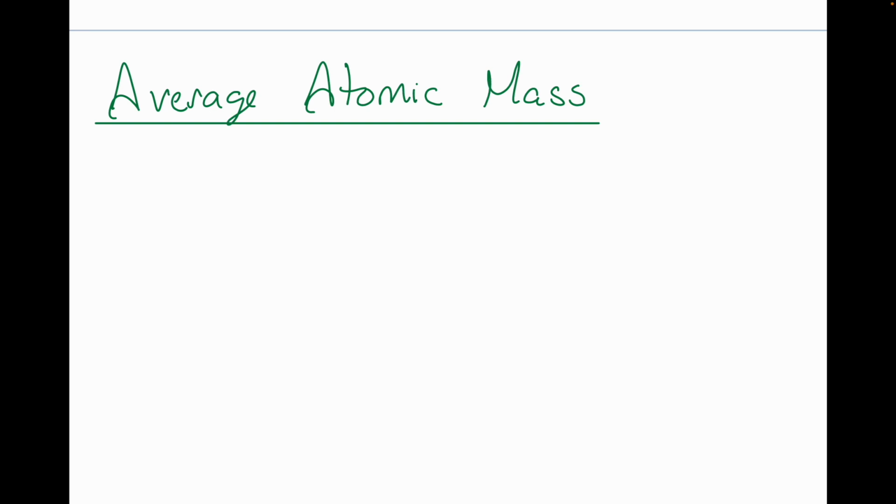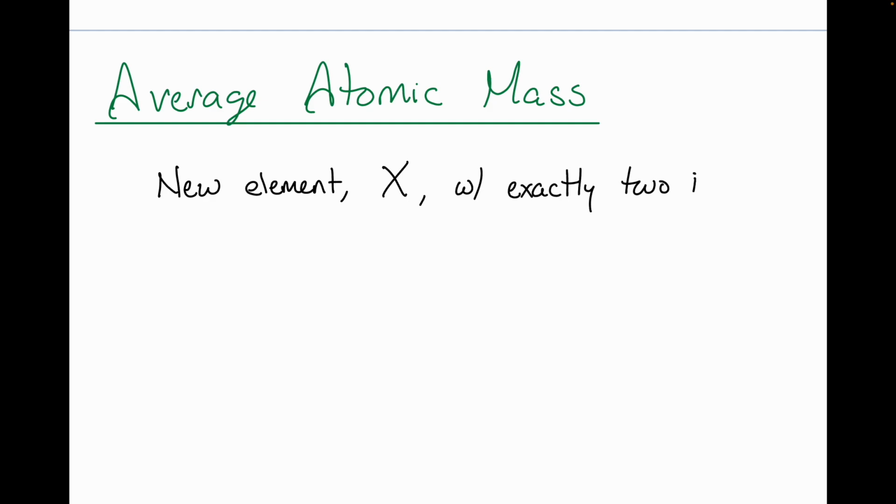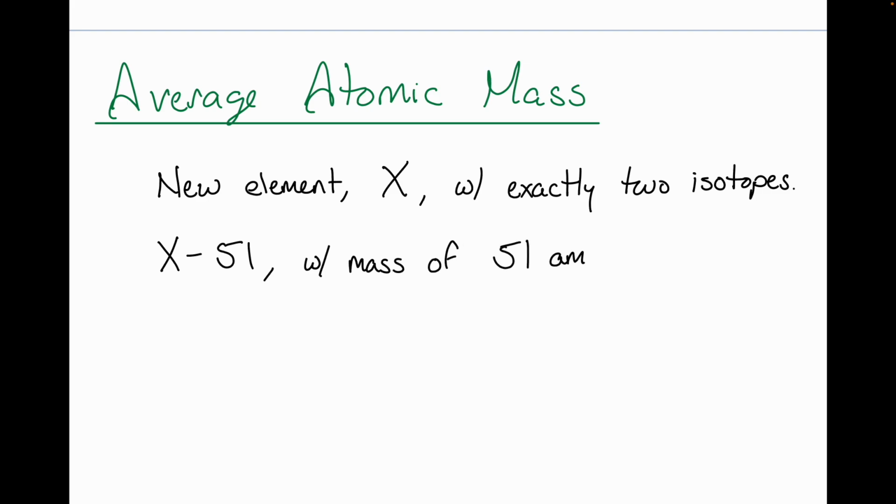For the sake of instruction here, we just discovered a new element. We're going to give it the symbol X. And this element has exactly 2 isotopes. The first one is X51, and that has a mass of 51 AMU.